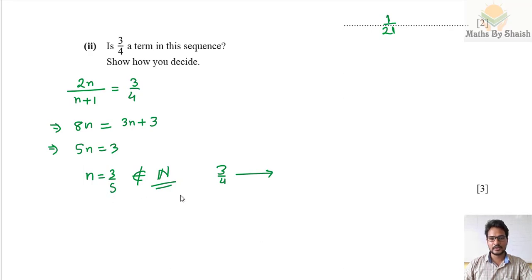How else can we say it? Since n is a term number, n has to be a natural number, and here n is not natural. We cannot find any natural number for which 3 by 4 is there in the sequence. That's why this is not a term in this sequence.